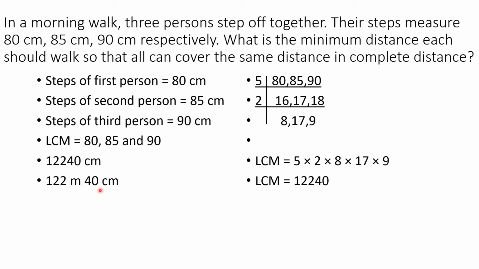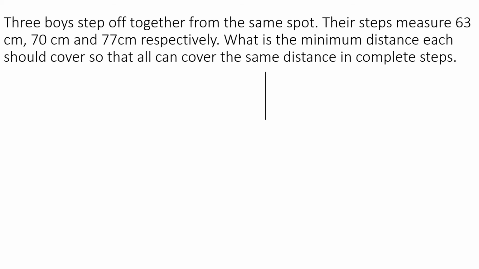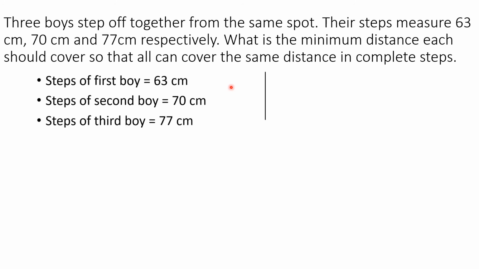122 meter 40 centimeter. So this is the minimum distance. Next question is just similar to the previous question. Just see here, same steps are given of three boys and the minimum distance we have to identify. It means it is the same kind of question, just steps are different: 63 centimeter, 70 centimeter and 77 centimeter.